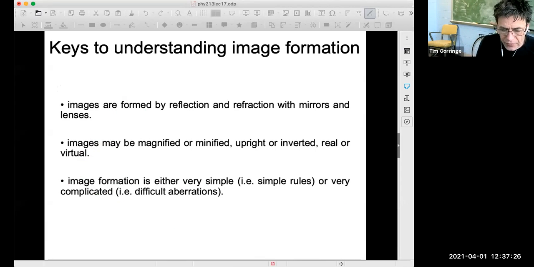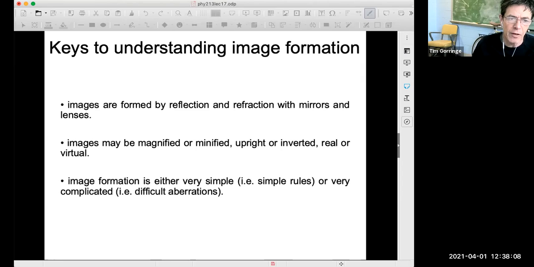So let me just mention a few keys to understanding the formation of images of objects. The first thing is that those images of objects are formed due to reflection in the case of mirrors and refraction in the case of lenses. And to understand the formation of images by mirrors and lenses, the understanding is based on the law of reflection and the law of refraction. So that's the core of understanding images formed by mirrors and lenses.